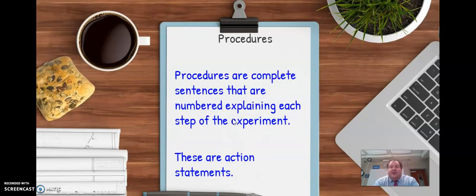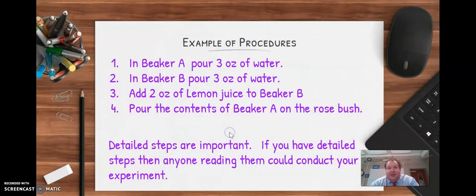Along with the materials list, we need to have a complete set of procedures. Now, the procedures are super important as well, because if you have good procedures, if you have clearly stated procedures, then someone else could take your report, they could do your same experiment in the exact same way you did. These are always going to be action statements. They need to be numbered. Here's an example of some procedures.